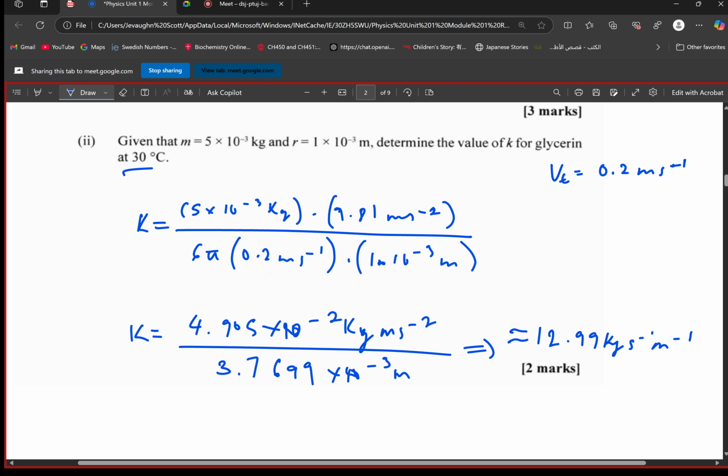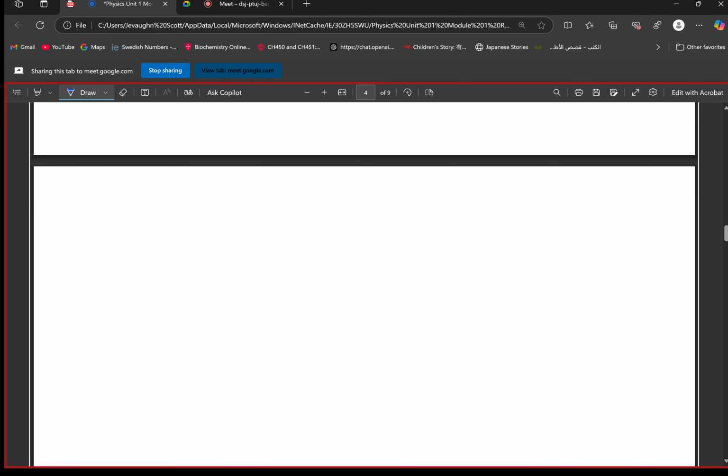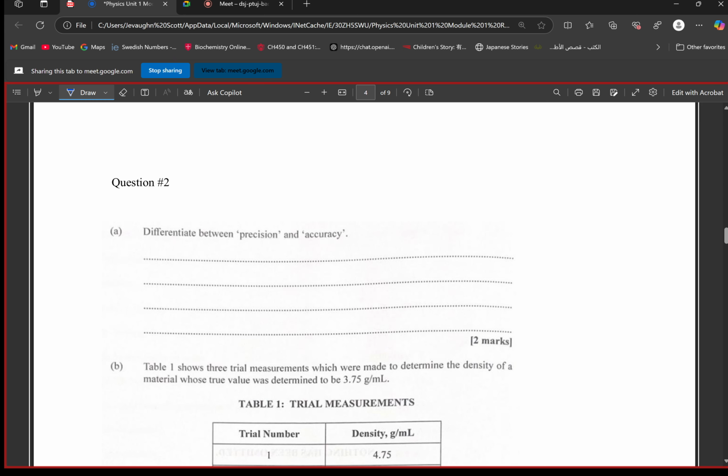Alrighty, let's move on. We answered the questions on this page already. So we're heading into question number 2, which should be a lot more fun. Alrighty. So give it a minute. We're asked now to differentiate between precision and accuracy. What is precision and what is accuracy? Anybody?